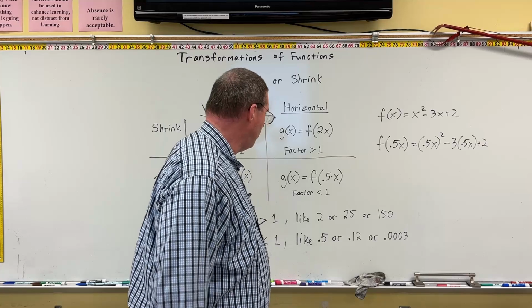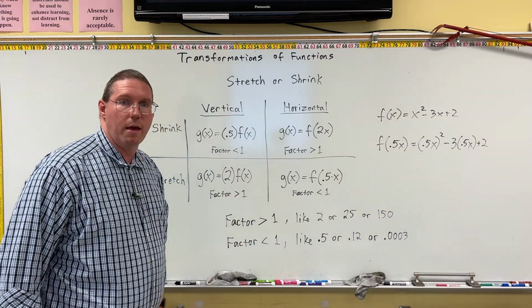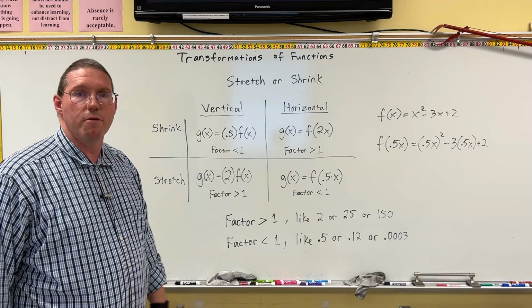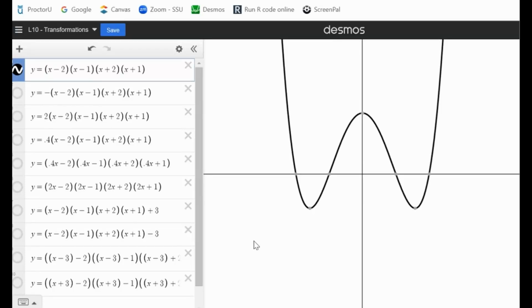And so what we'll now do is we'll look at all 4 of these examples in Desmos. Okay, so what we're going to look at here is first a vertical stretch, then a vertical shrink, then a horizontal stretch, and then a horizontal shrink, okay? So the vertical stretch means that we multiply the function.